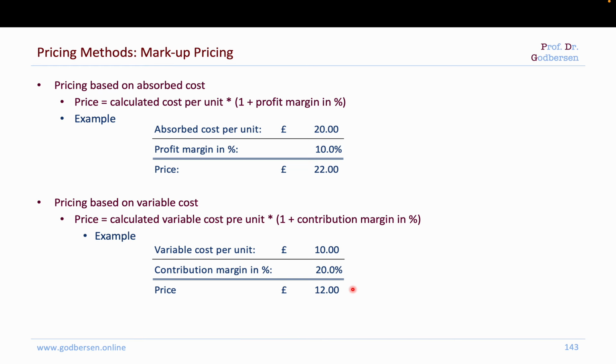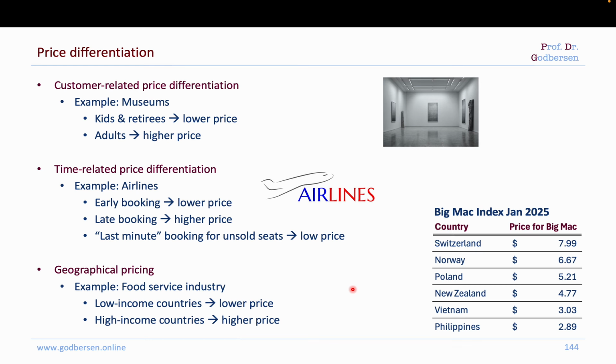Pricing can become a bit more complex, and there we come to price differentiation. It would be lovely to charge every customer what he or she is specifically willing to pay. So the one pays £3, one pays £2, and from another we might even get £4 for a product. But this is easier said than done. However, it happens and can be done. For instance, customer-related price differentiations. Think of a museum. Kids and retirees, they get lower prices, whilst adults pay the normal price.